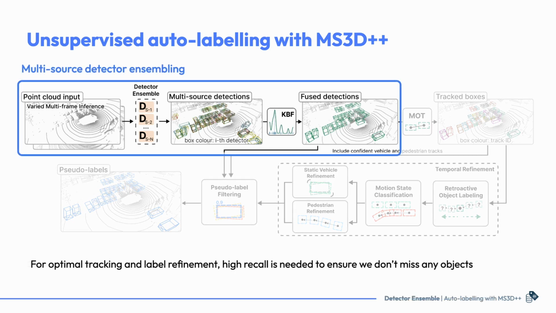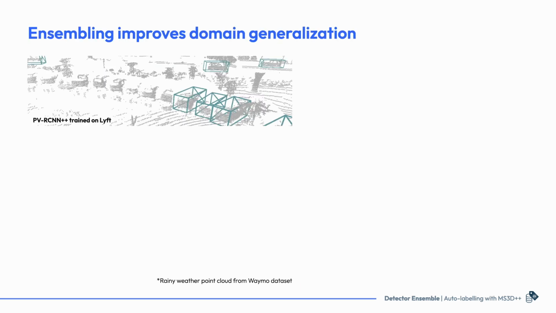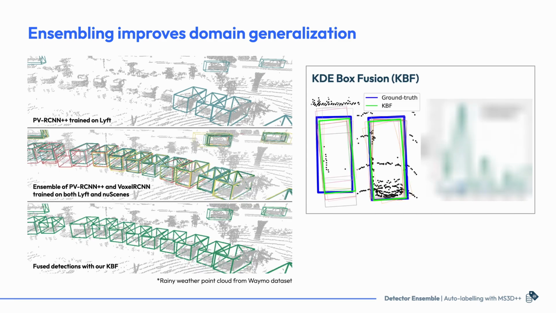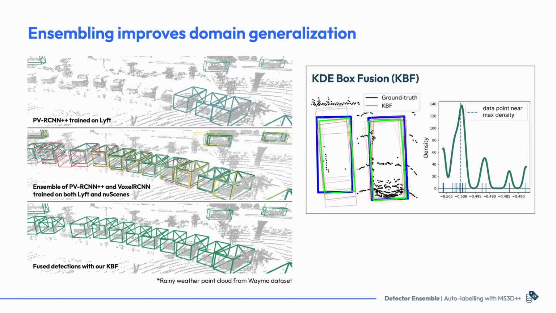In order to actually refine labels, what we want to first achieve is a high label recall. We don't want to miss any objects, so we try to get as many region proposals as possible in this step. If you took a detector trained on Lyft and tested it on Waymo, you may have something that looks a bit like this, where you miss a lot of cars. The idea behind using multiple sources is that when you have detectors trained on different source data sets, they might pick up something that another pre-trained detector missed.